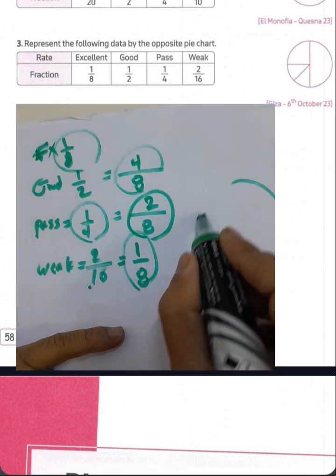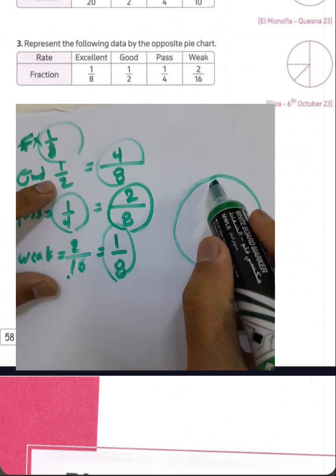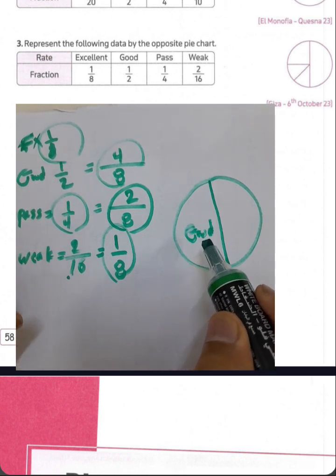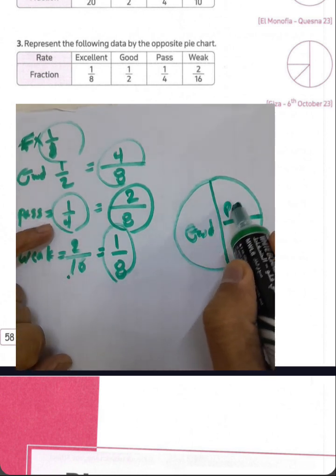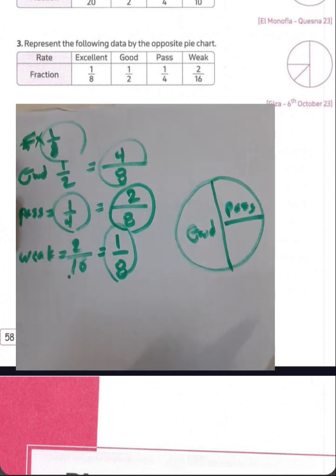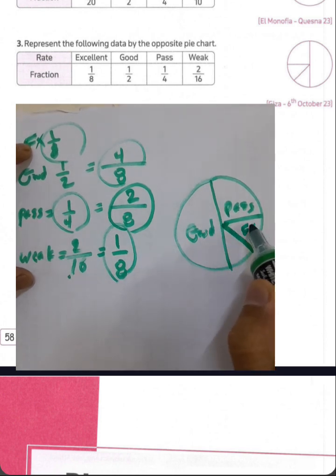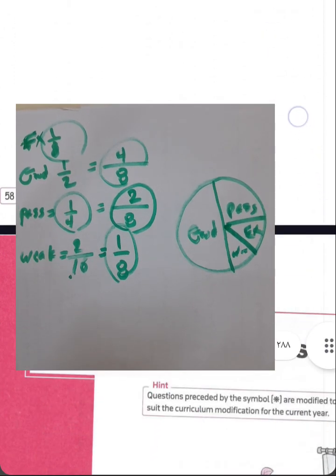You can draw a circle here and put half for good. The good here is half, and a quarter was pass. And we have equal parts, excellent and weak. Excellent and weak, they are equal. It was the last question.